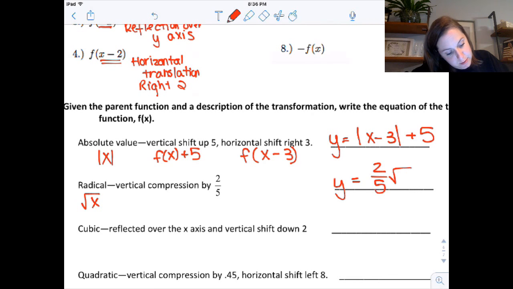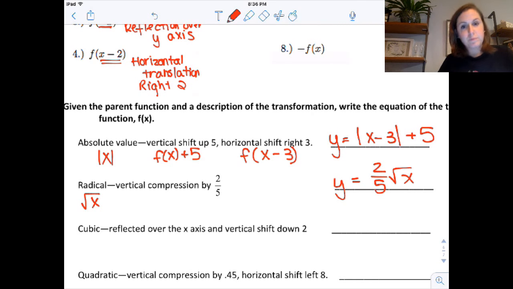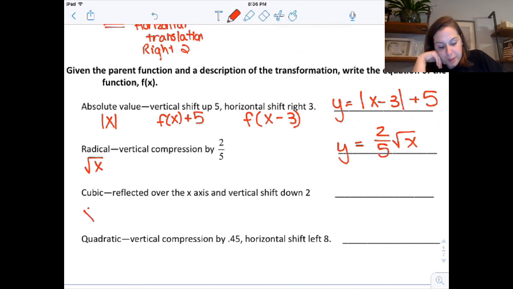Cubic, there's your parent function. Reflected over the x-axis, so that's a vertical flip. So this is going to be negative f of x. And down 2, that's f of x minus 2. So this would be negative x cubed minus 2.